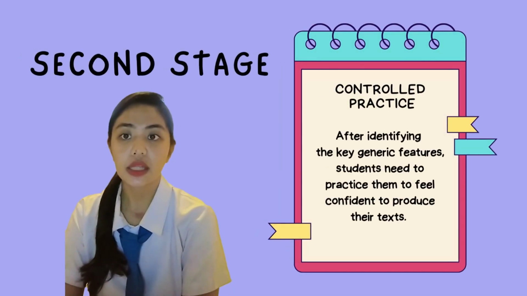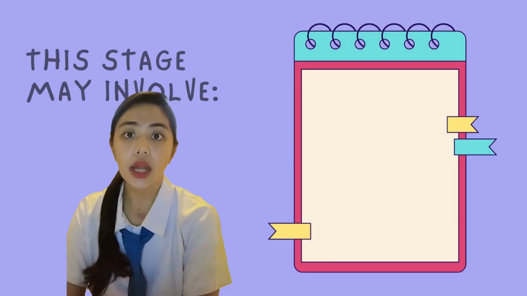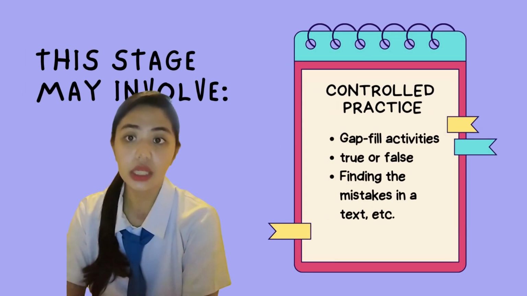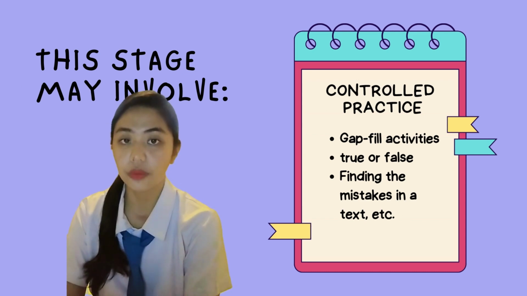After identifying the key generic features, students need to practice them to feel confident to produce their texts. The practice stage might involve gap fill activities, true or false, finding the mistakes in a text, and so on. This will depend on what aspect of the text learners need more practice on.